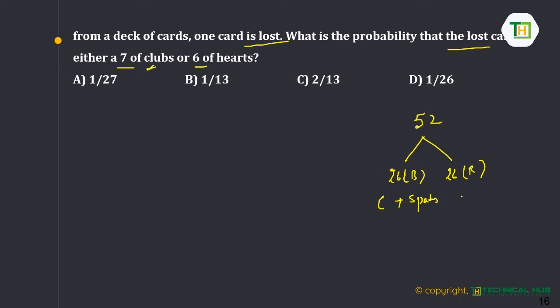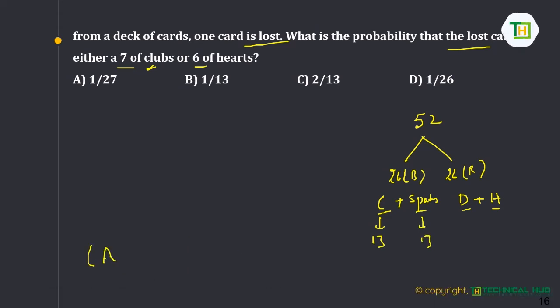In red, diamond and heart will be there. So these are called suits: club, spades, diamond, hearts. Each suit contains again 13 cards. Okay, so what does the 13 mean here?